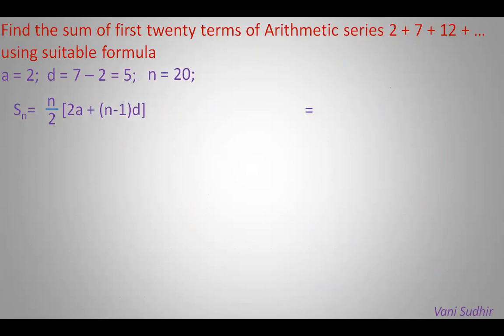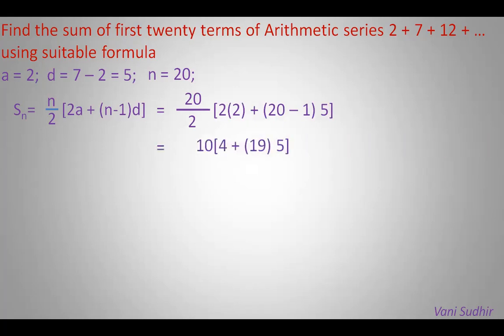In the Sn formula we'll substitute n value 20, a value 2, and d value 5. 20 upon 2, that is 10. 2 times 2 is 4. The difference of 20 and 1 is 19. So 19 times 5 is 95, and we have to add 4 and 95, which will be 99. Finally we'll get the sum as 10 times 99, that is 990. This is the sum of the first 20 terms of the given arithmetic series.